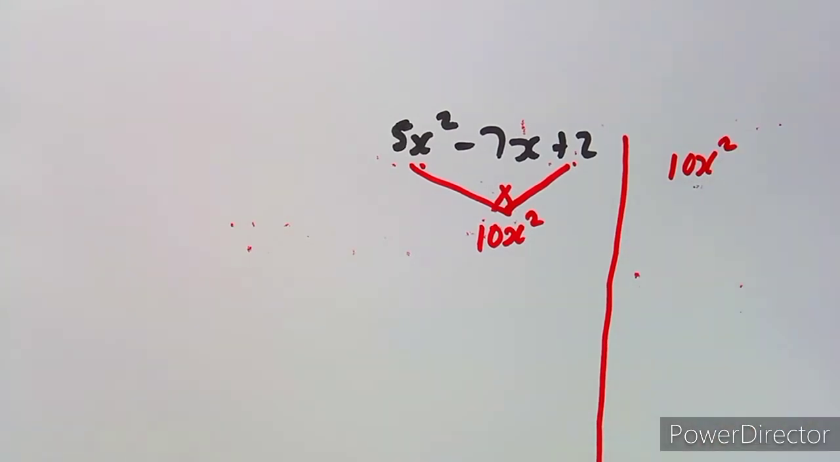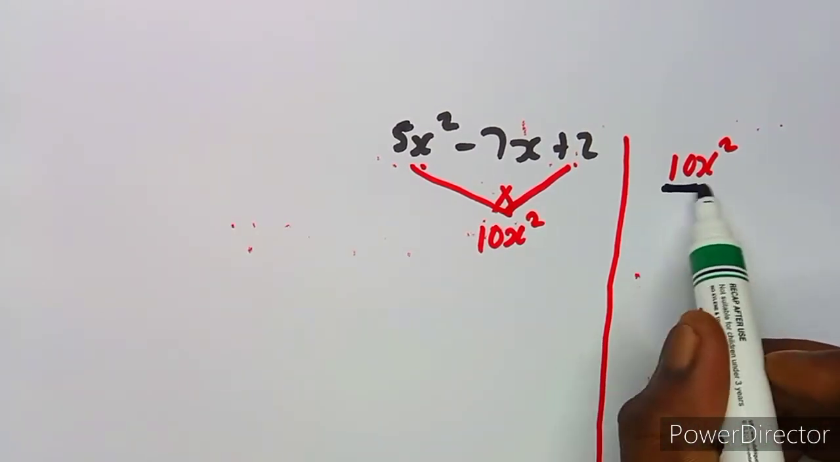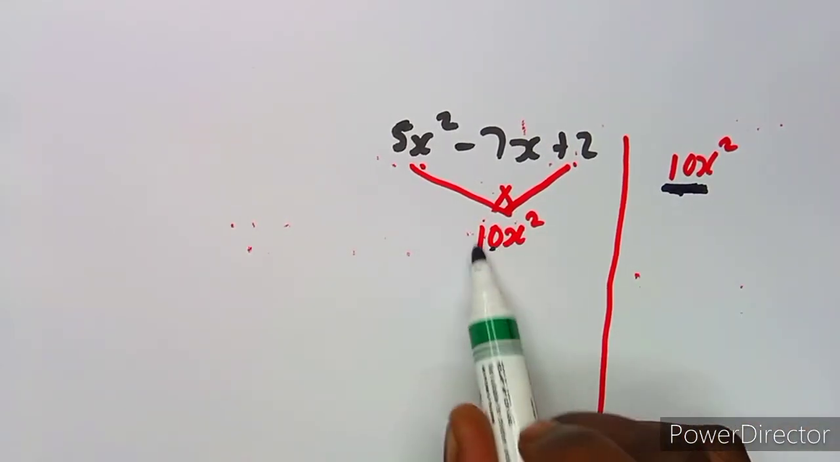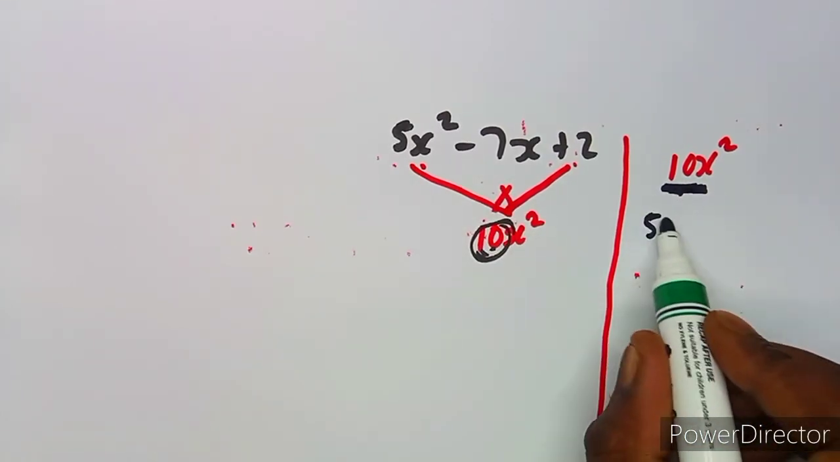10x squared, what are the factors of 10x squared? So let's list down the factors of 10x squared. Two numbers that you multiply. Factors simply means two numbers that you multiply to get 10. So which are the two numbers that when you multiply them you obtain 10, but when you add it's minus 7? So you just try and list them.